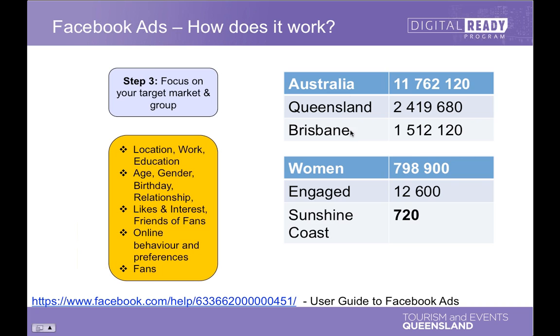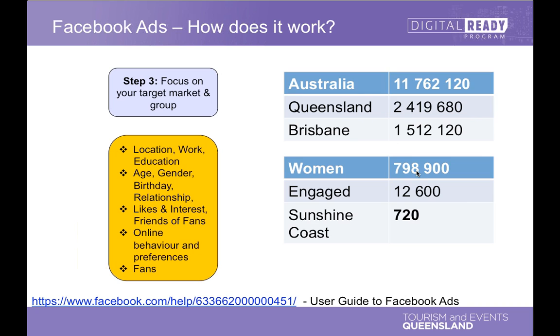So with all these variables that we ticked, every time we ticked one, the number of people likely to see the ad reduced quite significantly, until we ended up with only 720 people who are in Australia, in Queensland, in Brisbane, who are engaged, who are women, and who are on the Sunshine Coast. So we've targeted it quite distinctly. This is probably a wedding product of some sort, and we've only got 720 people, but that's not a bad thing, because those 720 people are very, very likely to be interested in our wedding product, as opposed to having perhaps 798,900 people who may or may not be getting married soon.